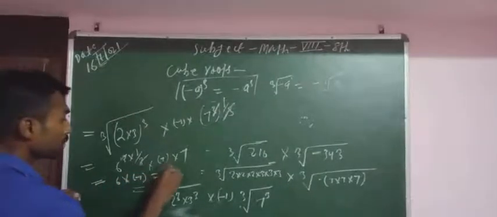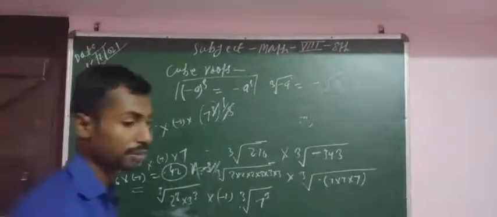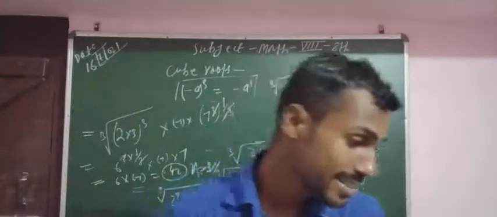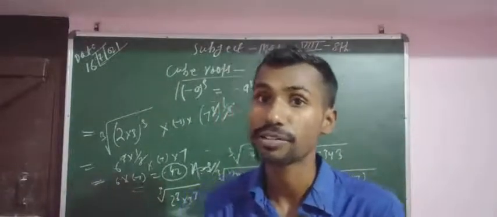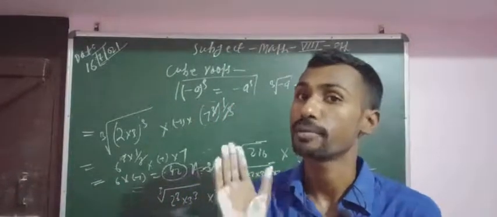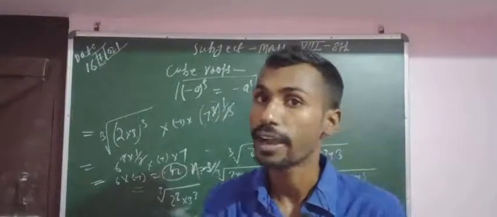That means minus 42 is the answer. Minus 42 is the answer. So this is the simple concept to solve that kind of question.